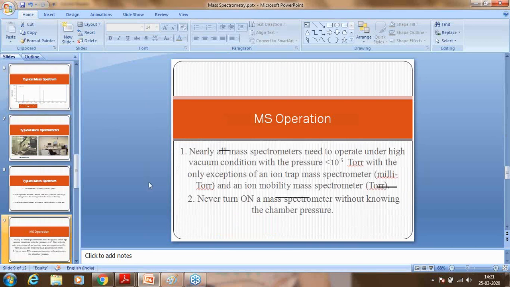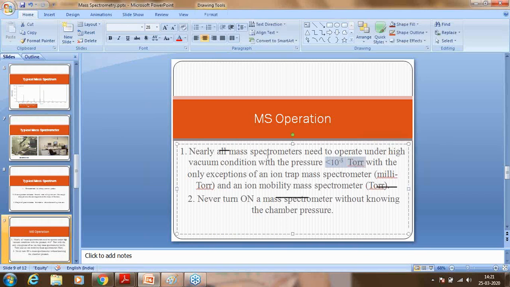MS operation. This MS stands for mass spectrometry. See, nearly all mass spectrometers, and this is a very important thing, work in high vacuum condition, right? There must be a high vacuum condition. What is the high vacuum condition? Less than 10 to the power minus 5 torr.